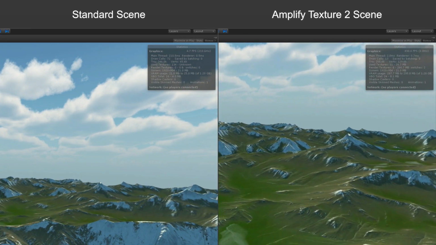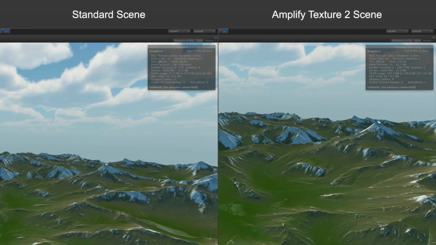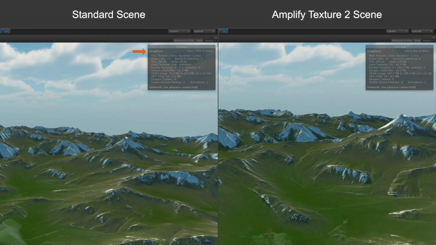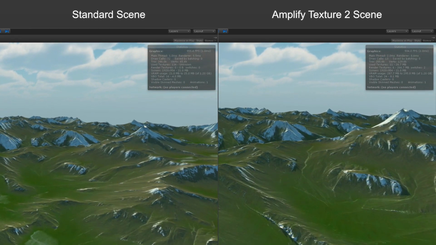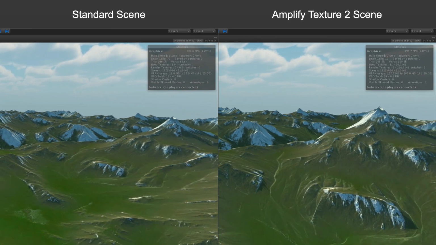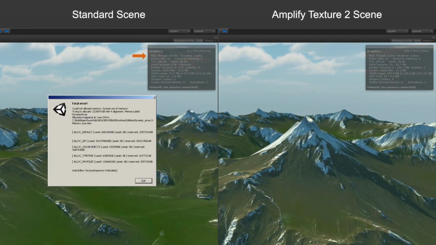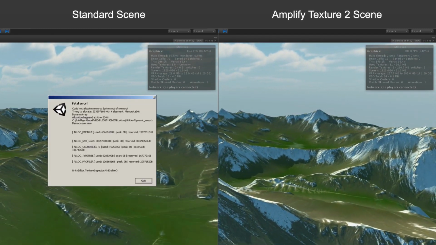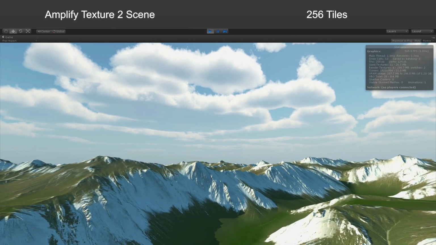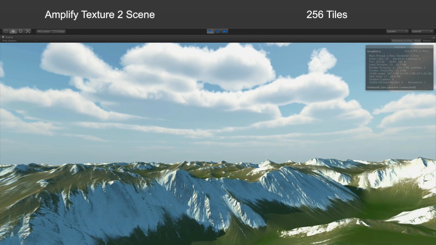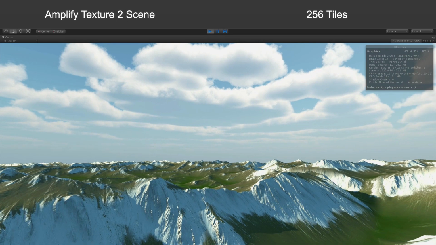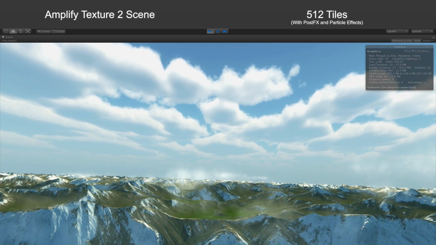The standard scene on the left has hit its limit, so to speak, and it's now experiencing the usual memory-related limitations. It's struggling to load the scene, and with an extremely high main thread time, it will eventually crash. Let's load up 256 tiles with Amplify Texture 2. And now 512 tiles.